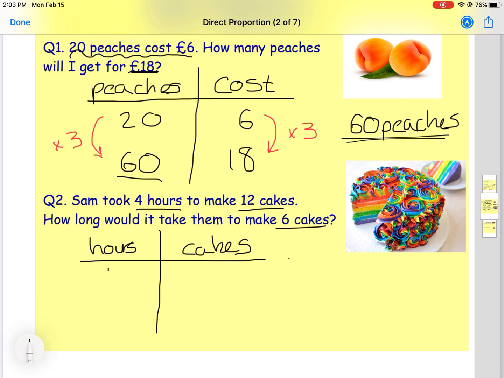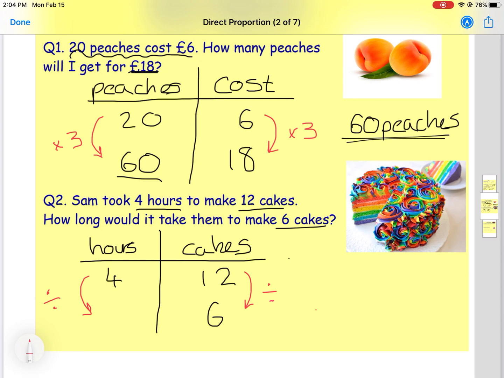Well, we need to populate this table. 4 hours and 12 cakes is the piece of information that we have from the question. I'm now looking to work out how long it would take to make 6 cakes, so my 6 has to go in the cakes section. Then we've got to work out what calculation has been done. We looked at multiplying when we did the ratio calculations, and we looked at dividing when we did our calculations yesterday or last period. Therefore, we can do either, so we could either multiply or divide.